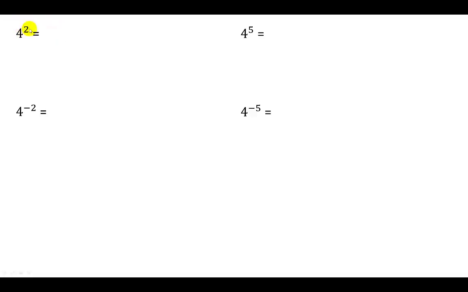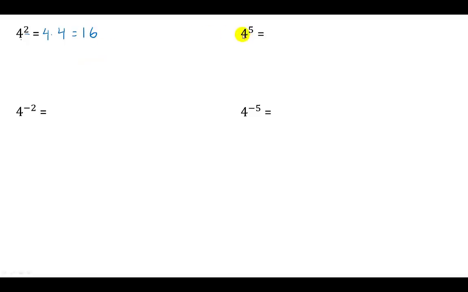Exponents are the smaller number that is raised from the base. It tells us how many of the base numbers we have. So I would read this as 4 squared. What that means is I have 2 4s. So 4 squared looks like 4 times 4. And 4 times 4 is 16.